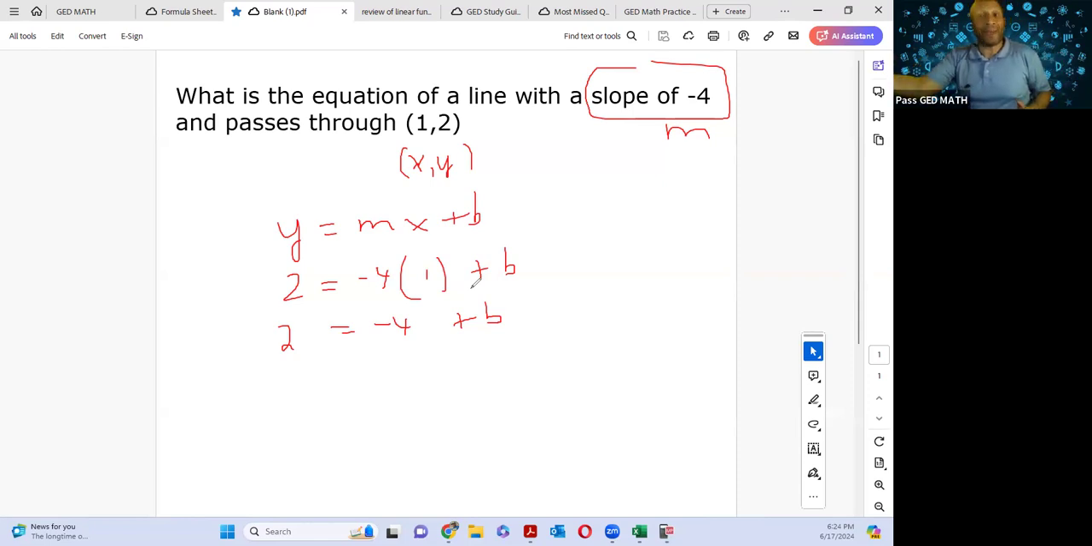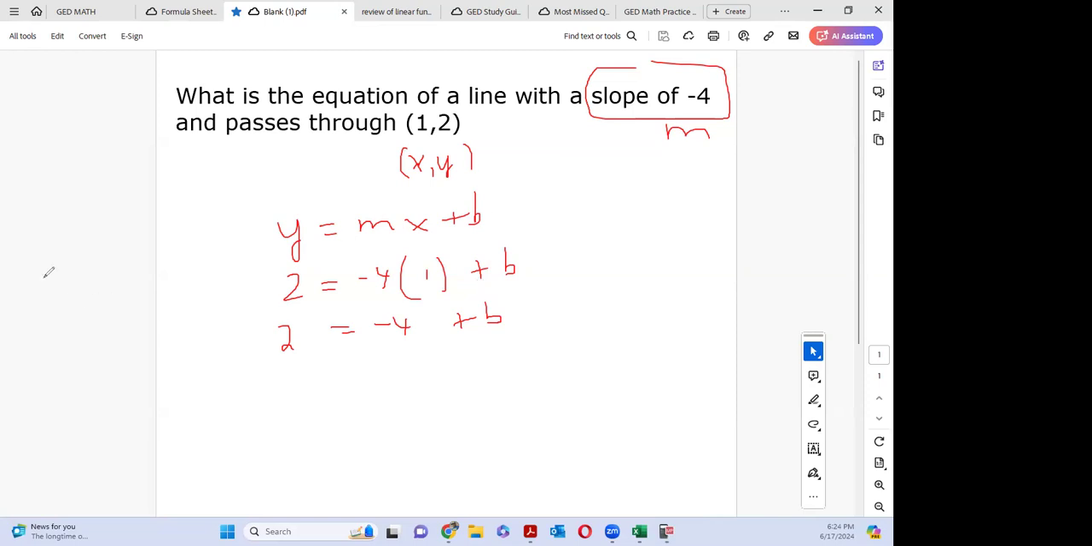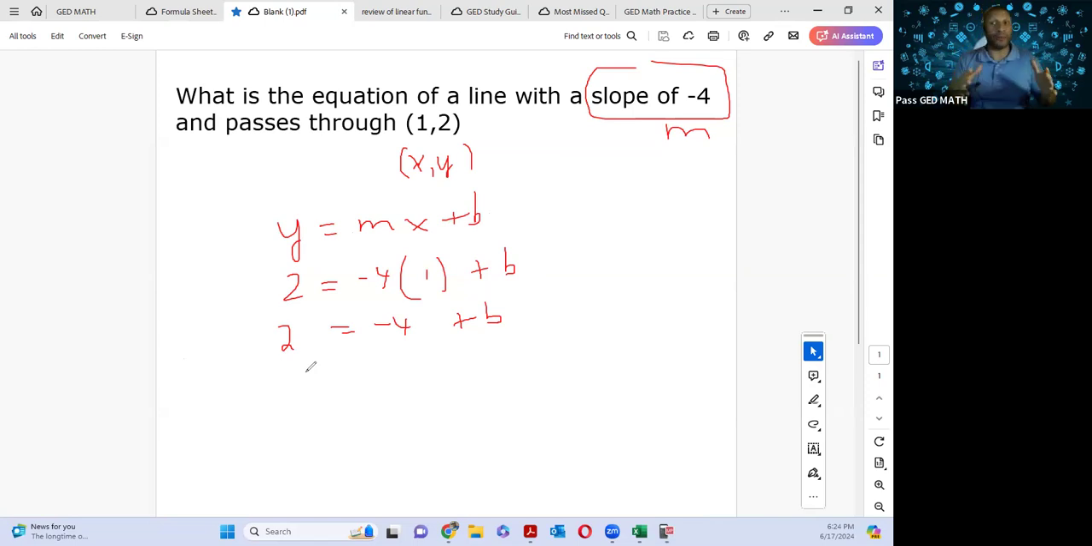This is a one-step algebraic equation. If you can't solve this, 55% of this test is algebra. How do you solve a one-step algebraic equation? How do I solve this equation for b? What term do I need to get rid of? Okay, let me go backwards because this is important. If you cannot solve a one-step or two-step equation, you're gonna have trouble with this exam.